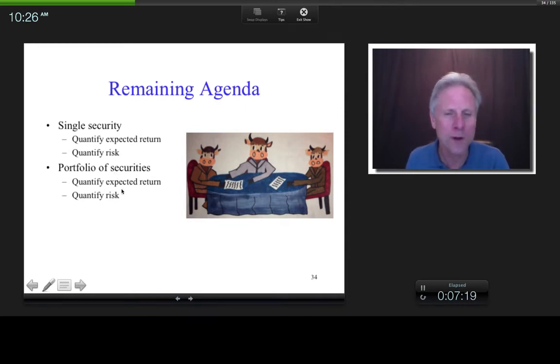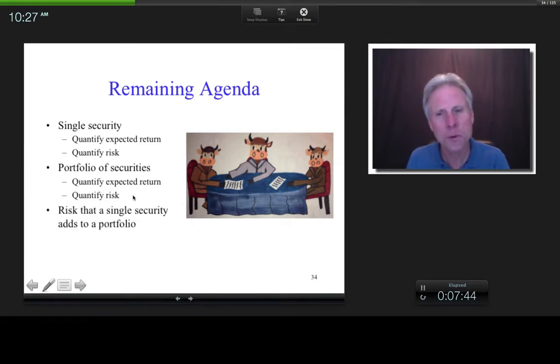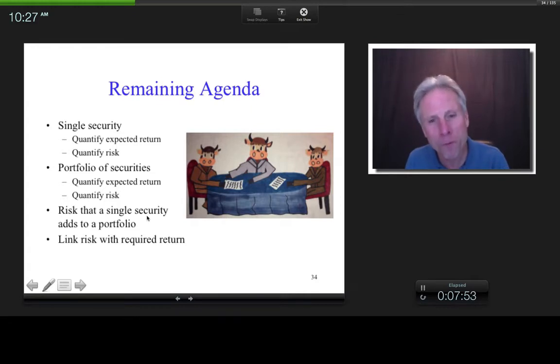And so we're going to move to a portfolio when we quantify expected return and quantify risk. And the reason we're moving from a single security to a portfolio is we're going to find out that when you add a single security to a portfolio, that is when you can get rid of some risk in that single security for free, in contrast to holding just that single security. So that's when we get into, well, how much risk does a single security add to a portfolio? And then finally, we'll develop a formula or an equation or whatever that links risk with required return.